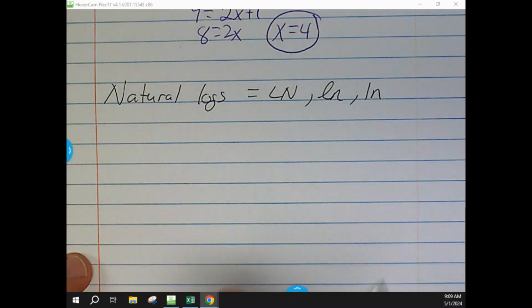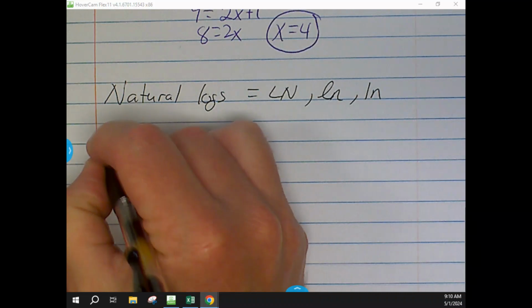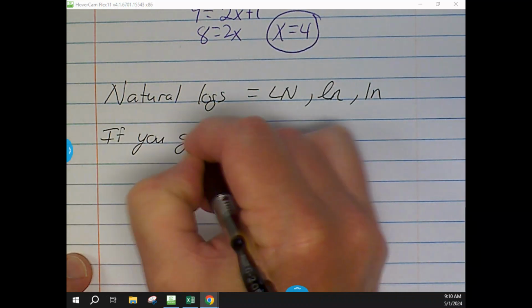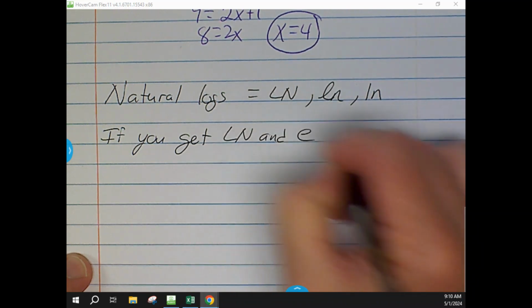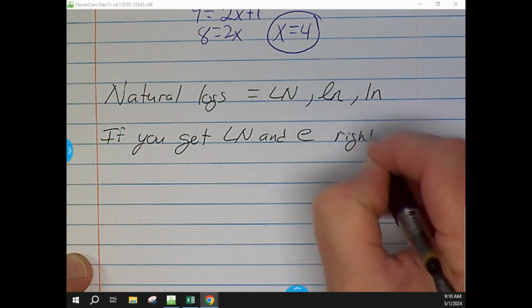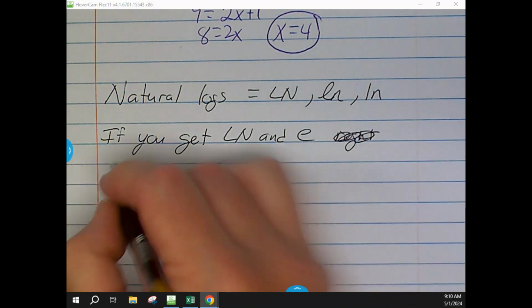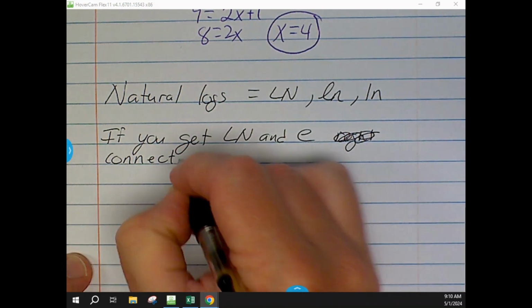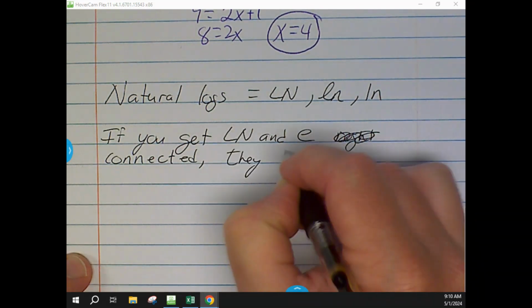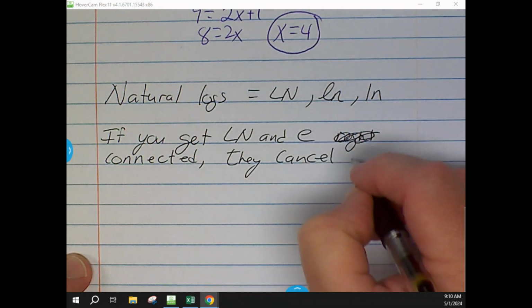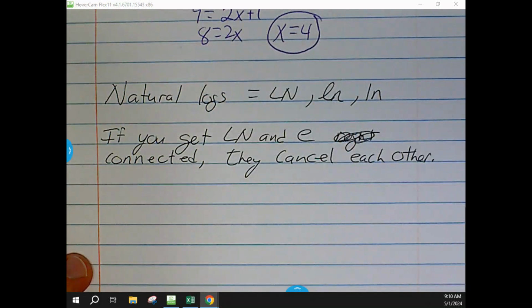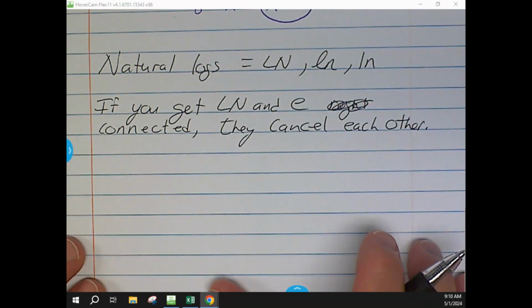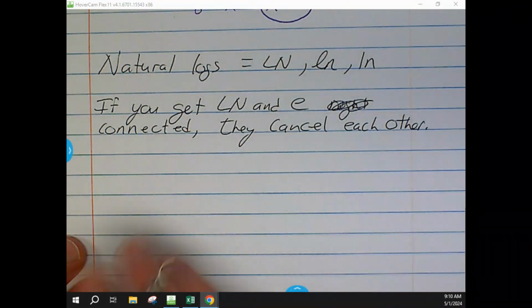We said yesterday that for natural logs, you're going to use base e. So when you're simplifying these, if you get ln and e right beside each other or connected, then the L and the E will cancel each other out. So anytime we're working with logs or e as your base, you're going to use the other one to cancel each other out.